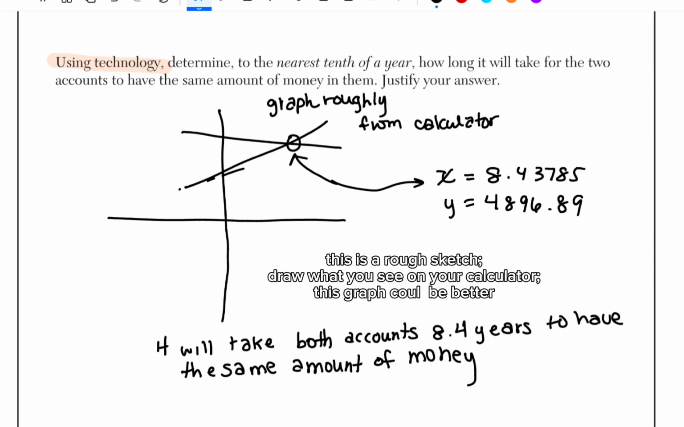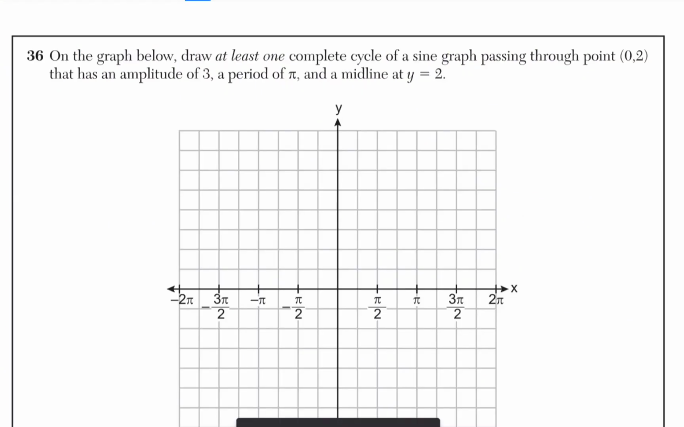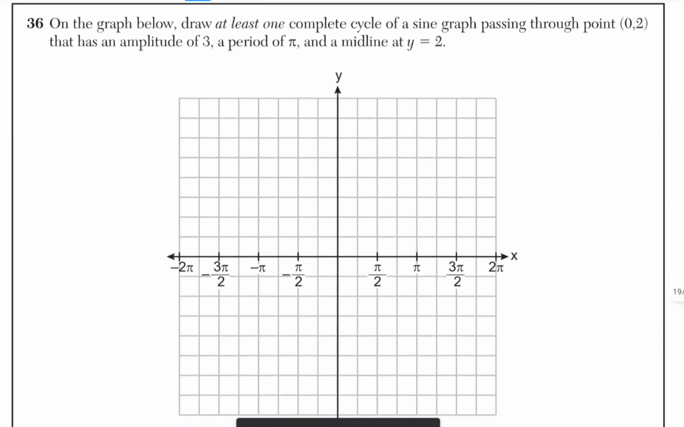And we give our justification, we write our x and y, and we give our statements. Question number 36 says, on the graph below, draw at least one complete cycle of a sine graph passing through point (0, 2) that has an amplitude of 3, a period of pi, and a midline at y equals 2. So we have our midline, we have our amplitude, we have our period, and we have a point.